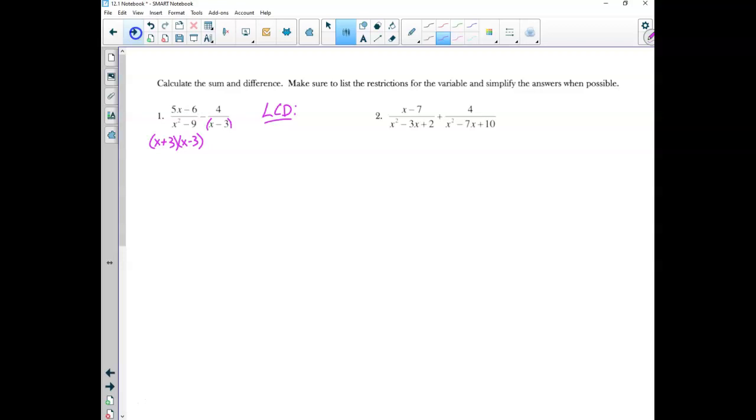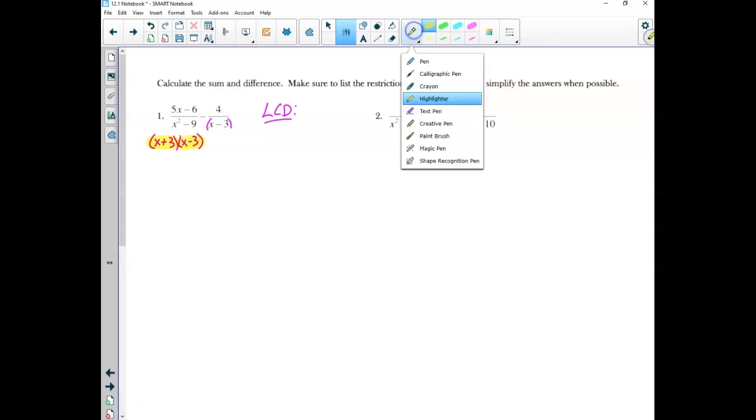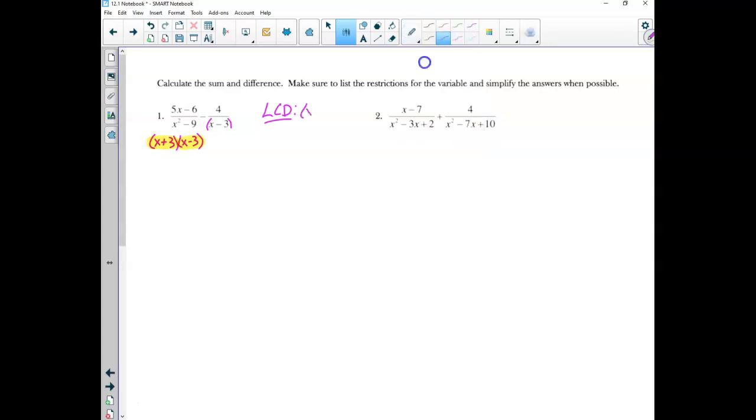And that one's already factored. So then we go back and we look. Everybody needs an x plus 3 and an x minus 3. That one already has the x minus 3. So my least common denominator is going to be x plus 3 times x minus 3. So I'm going to say 5x minus 6 over x plus 3 times x minus 3. I'm going to leave it factored, minus 4 over, this has the x minus 3 already, but it doesn't have the x plus 3, so I have to give it the x plus 3.